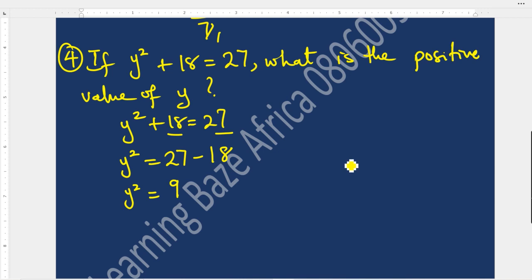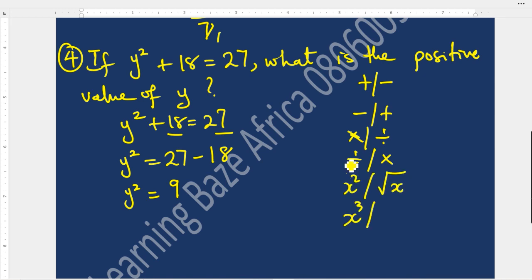Now, when you have squared here, for us to have only y on the left, square has to go to the right-hand side to become square root. Now, listen, when you're solving equations, plus goes with minus, minus goes with plus, times goes with division, division goes with times, square goes with square root, and cube goes with cube root. So now when square crosses the equal sign to the right side, it will become square root. So y is equal to the square root of 9. y is equal to 3.